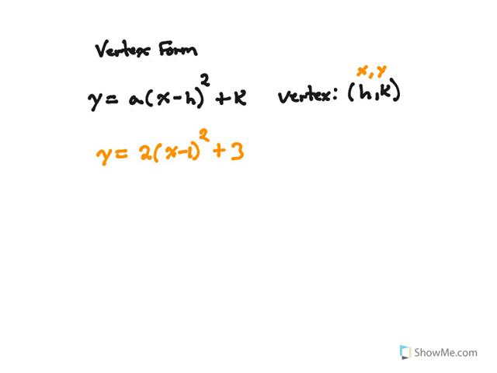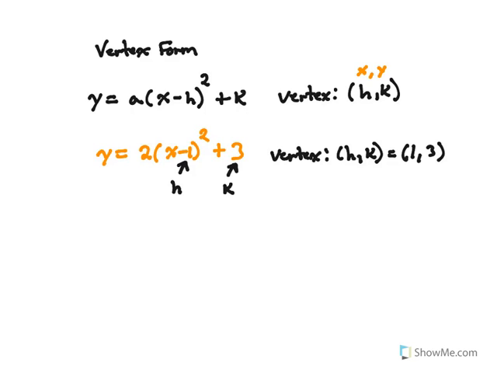I want you to find the vertex. What we want to do is pay attention to this value here and this value here. My h value is going to be this one, and my k value is going to be that. So when we find the vertex, remember we want to find h comma k. My h is going to be 1, and my k is going to be 3. And you're probably asking, well, why is it not -1? I'll explain that actually.